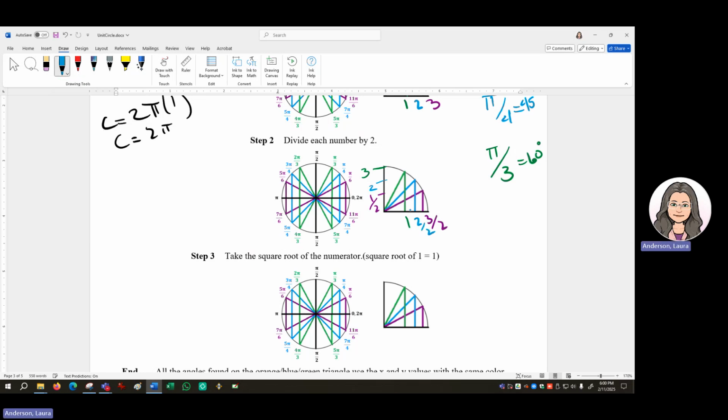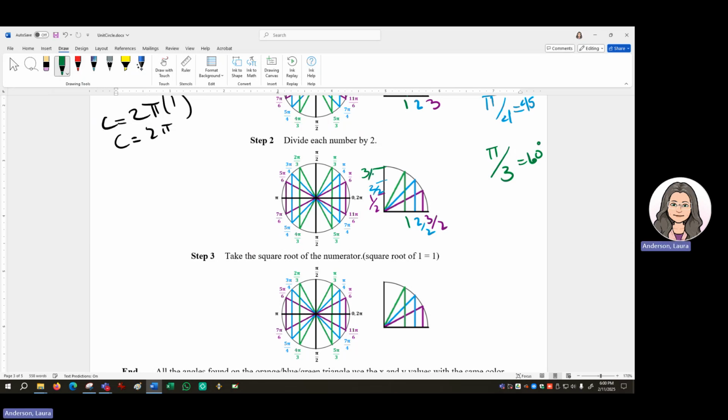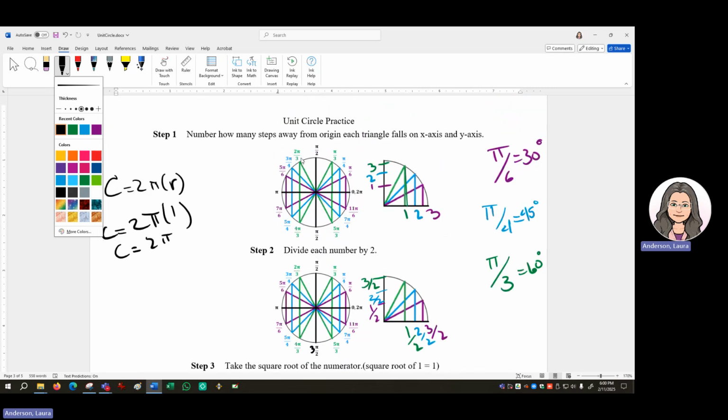2 over 2 and 2 over 2. And then 3 over 2 and 1 over 2. That's the next step. We're going to divide by 2. This should have a 3 right here, 3 over 2. That's the first step: we count off 1, 2, 3, 1, 2, 3. From the center, we're moving out and we're moving up. That's step 1.